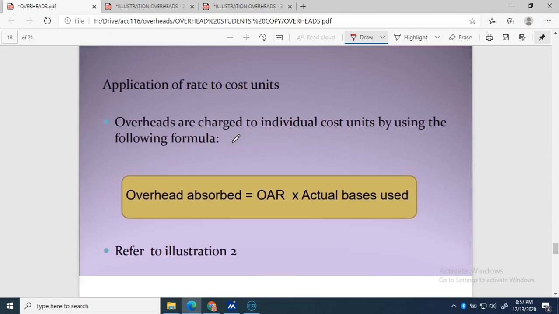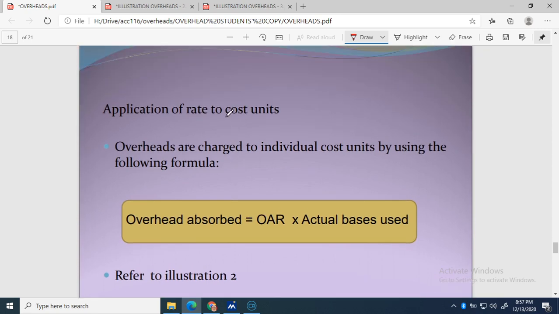After we get OAR, how should we apply it to cost unit, that means to get overhead absorbed. These OARs are charged to individual cost units by using a formula. So, how to get overhead absorbed? The OAR that we calculated before times the actual basis used. If your OAR is per labor hour, the basis here is direct labor hour. If your OAR is based on machine hour, the actual basis is actual machine hours.